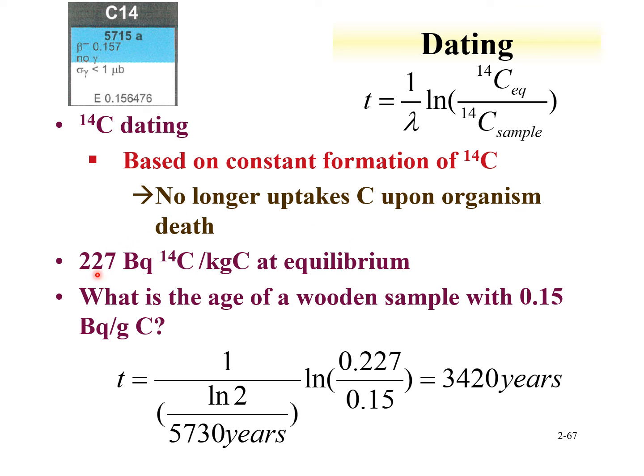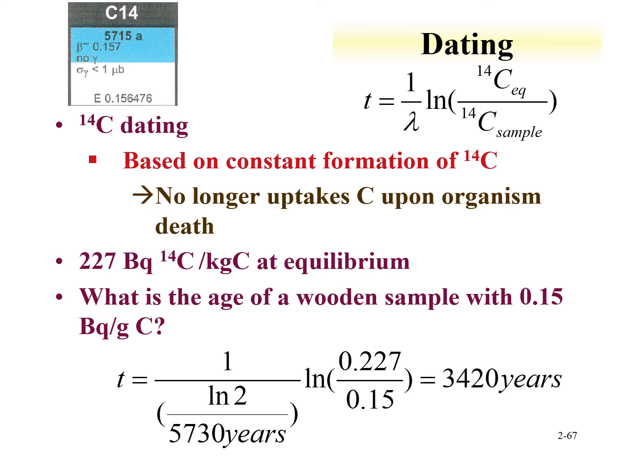We just rearrange the equation we used previously: 1 divided by the decay constant of carbon-14 times the log of the carbon-14 at equilibrium divided by the carbon-14 in the sample. So the equilibrium value is listed here. And what's the age? There's a wooden sample that's been found. It now has 0.15 becquerel per gram. This is 227 becquerel per kilogram, so we need to make it per gram, so it's 0.227 becquerel per gram.